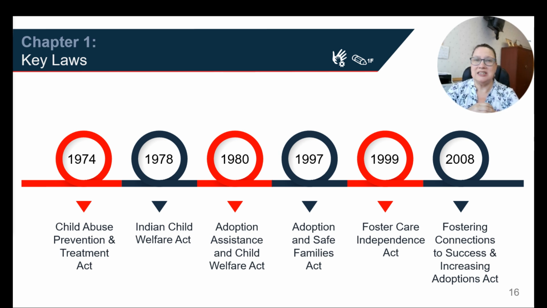The other thing is, if the child is removed, the agencies are absolutely obligated to place the child with a kinship placement. So that could be a family member, and that family member could be related or non-related.